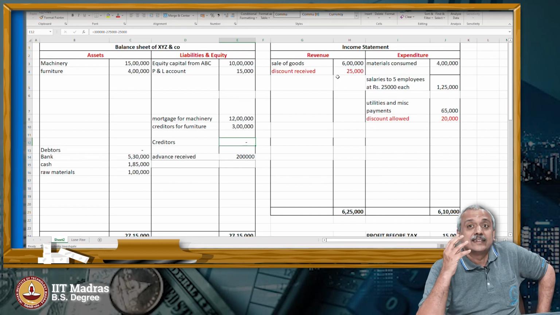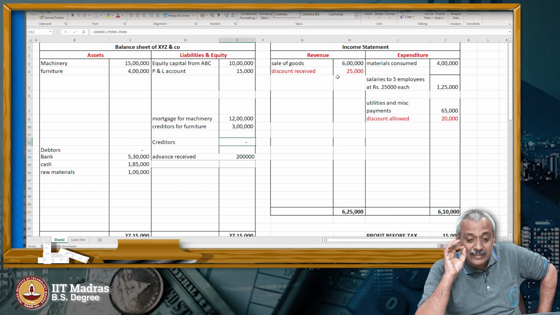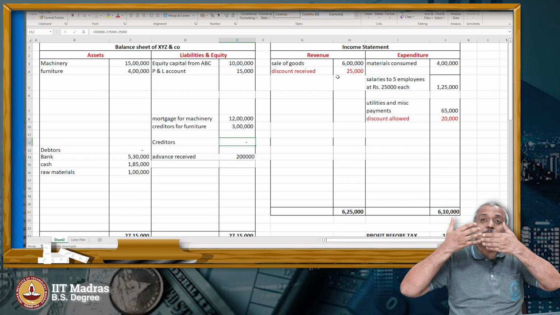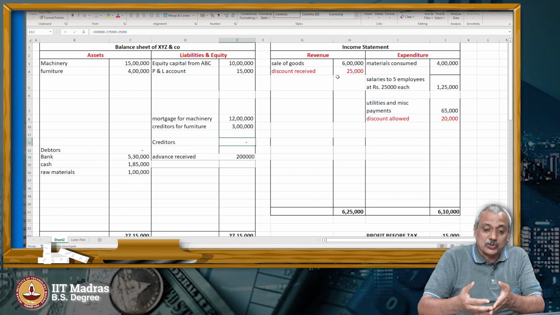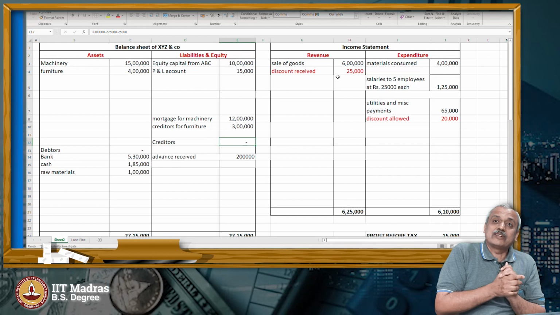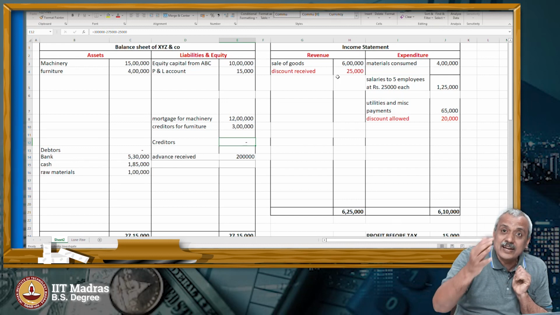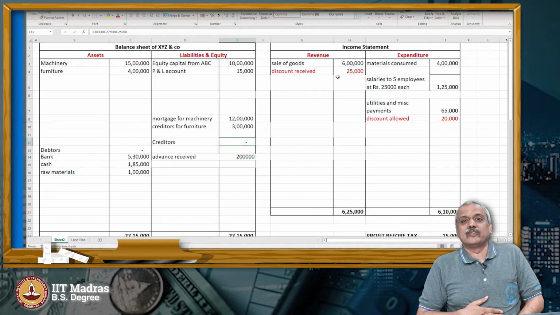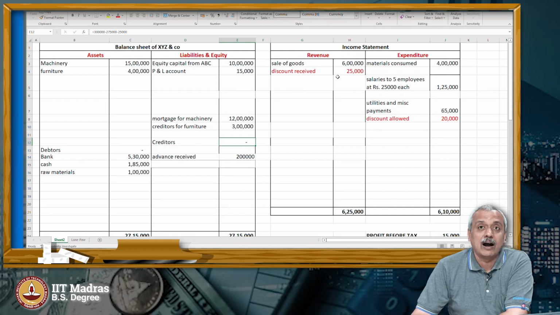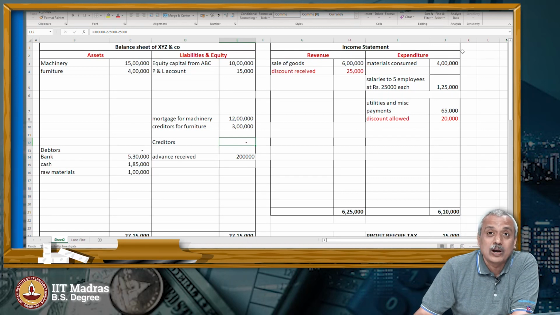Please understand that. Revenue means, as I said in the first class itself, that the profit or loss or the income statement is always on an accrual basis. Whatever revenue benefit has accrued to you, we record, irrespective of whether you have received it or not. Same is the case irrespective of whether you have paid or not. We are looking at recording what has accrued, and that is what you see here.